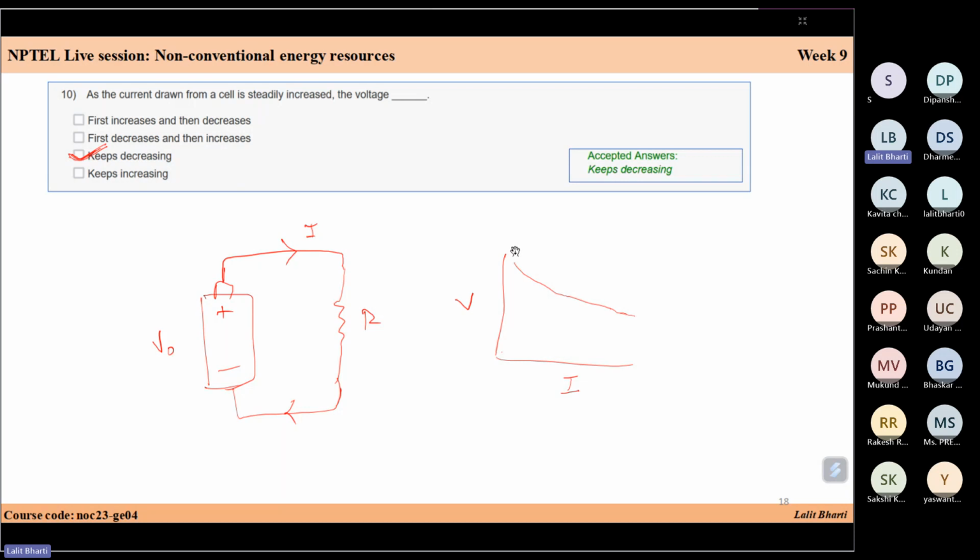So you will get this kind of curve with a steady current rate. Your voltage will decrease if you have some load. If you don't have any load, you will get your maximum voltage, which is VOC, and as you increase the resistance, your voltage will decrease over time. So the third option is correct here.